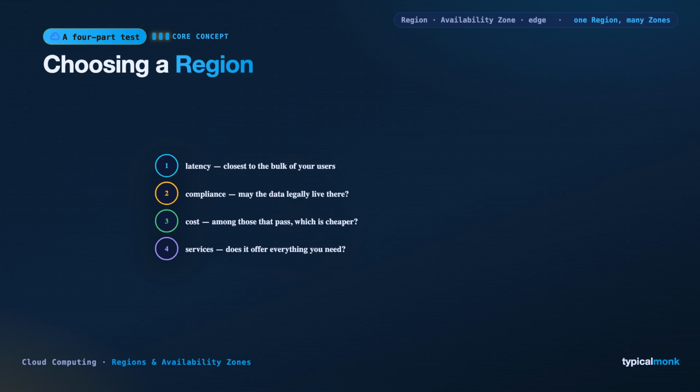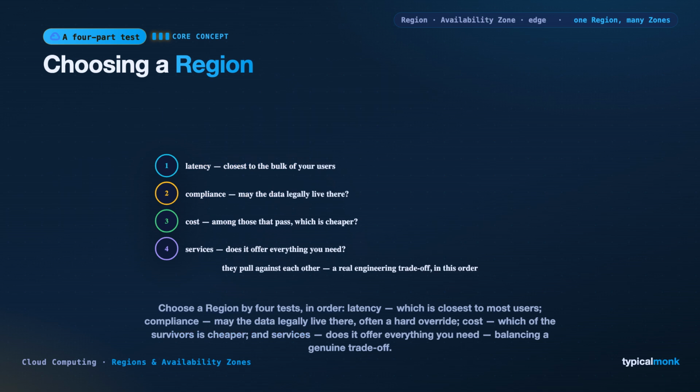Third, cost. Among the regions that pass the first 2 tests, which is cheaper? The same infrastructure can carry a different price tag region to region. And fourth, services. Does that region actually offer every service your application needs, since the newest ones roll out unevenly? Notice that these can pull against each other. The closest region might be pricier, or lack a service. So choosing a region is a genuine engineering trade-off, not a default.